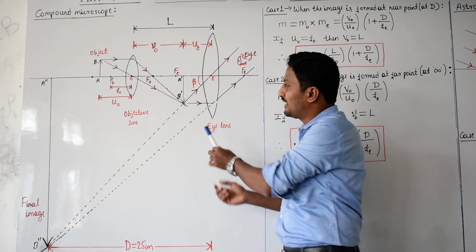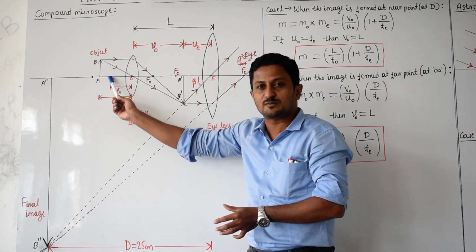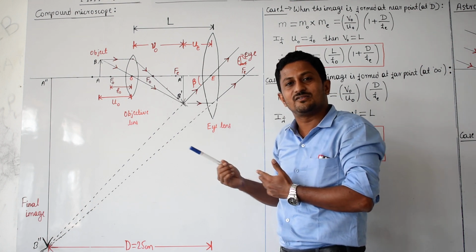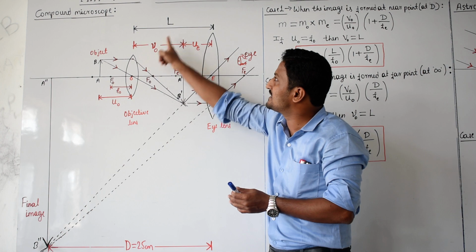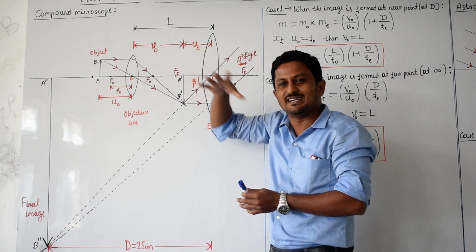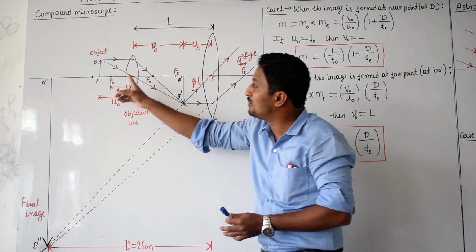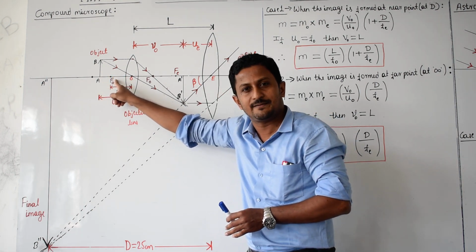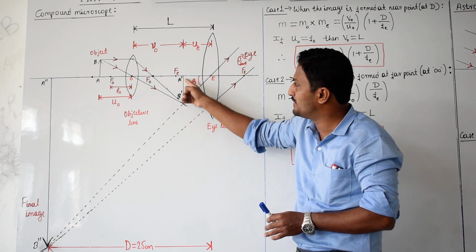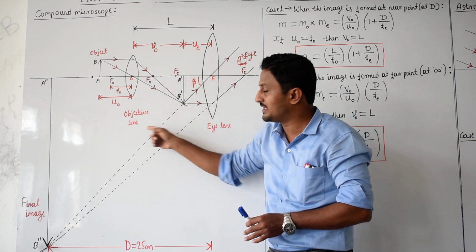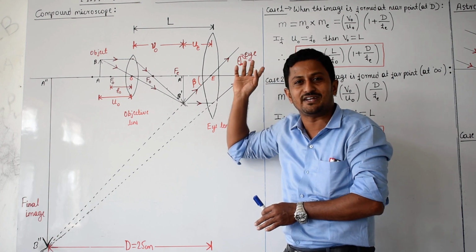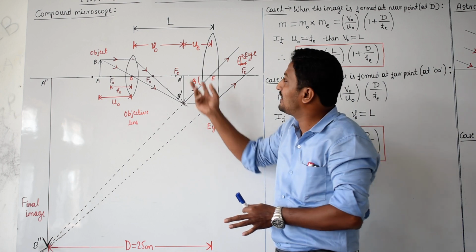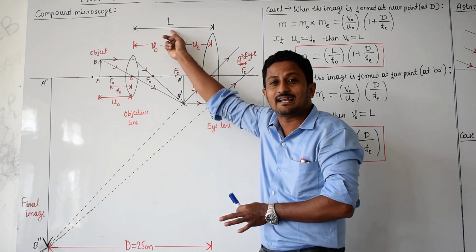Getting what I mean to say? When the object comes at the principal focus point, the image is going away. So in this case, we have to consider the image distance as L only. It is just imagination. If the object is at the principal focus point, then this image A dash B dash, the image for the objective lens, is going to be at infinity. That we don't know, but we are going to treat that distance as L at that time.